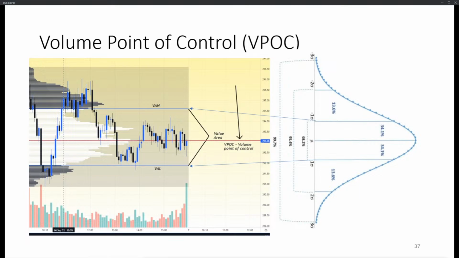Yes. Okay. Does this make sense? Yes. Okay, so where's the value area? Between VAH and VAL. Yep. That's your real value area. This is where 68% of the volume occurred.